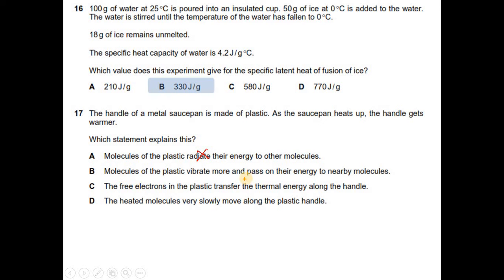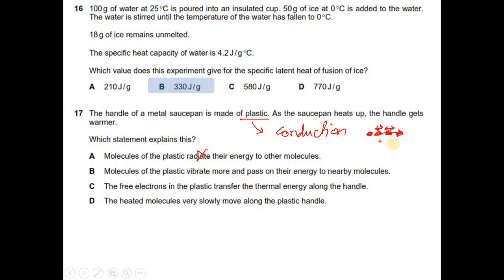Molecules of the plastic vibrate more and pass their energy to nearby molecules. Yes, indeed, because plastic is a solid. In a solid, heat is transferred by the conduction process, and conduction is due to oscillation. A particle oscillating left and right, when its energy is increased, collides with the next particle and transfers energy to it. The energy of the next particle increases, it starts oscillating violently and transfers energy to the next.